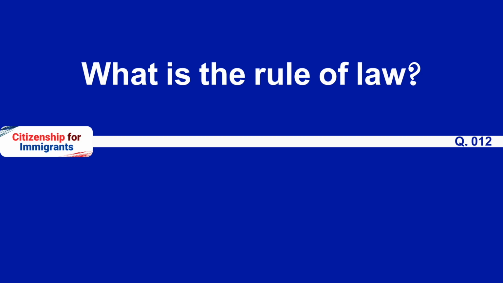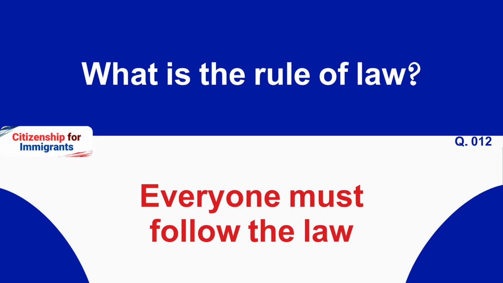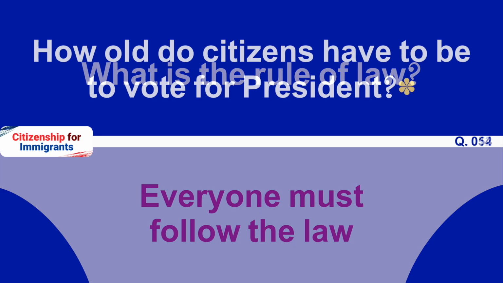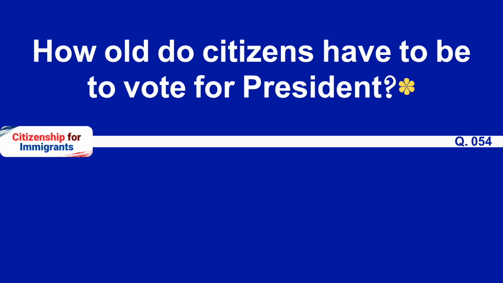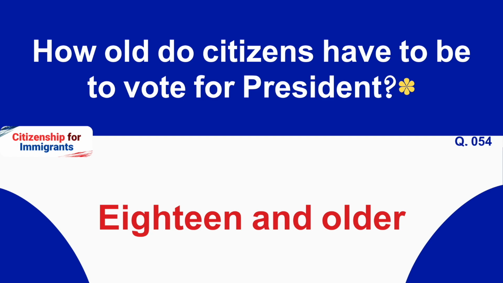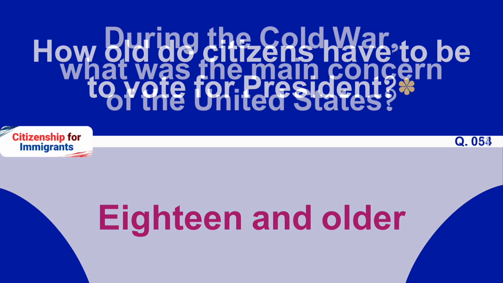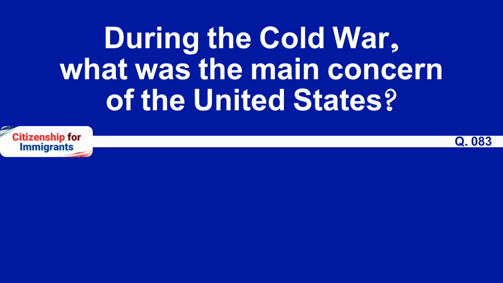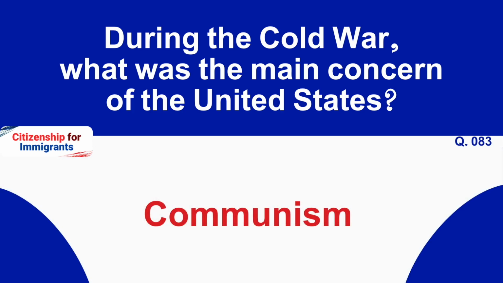What is the rule of law? Everyone must follow the law. How old do citizens have to be to vote for president? 18 and older. During the Cold War, what was the main concern of the United States? Communism.